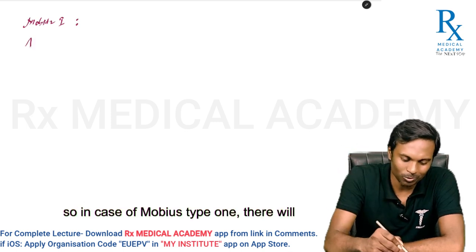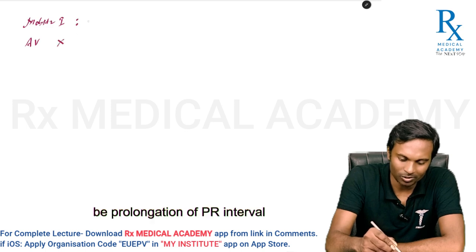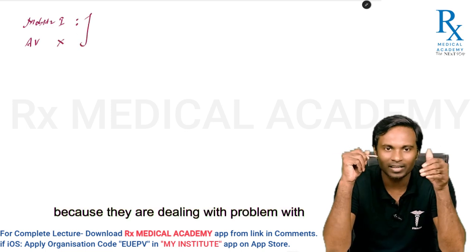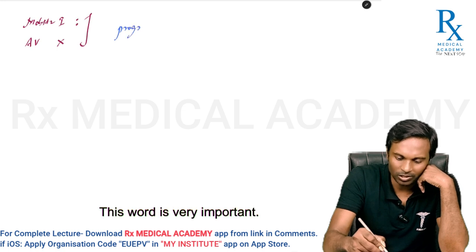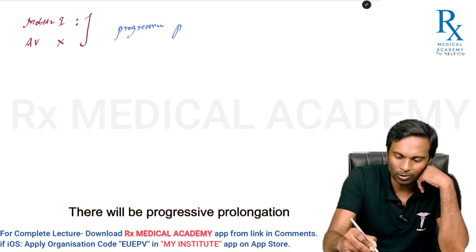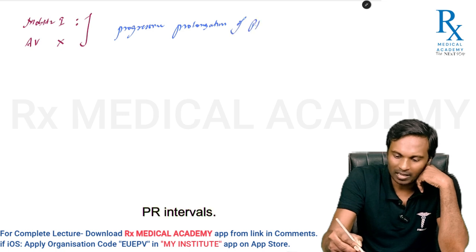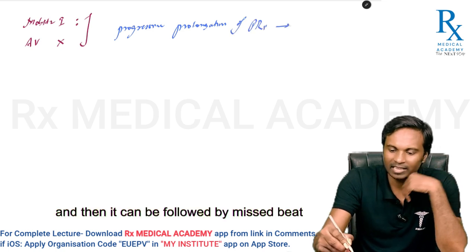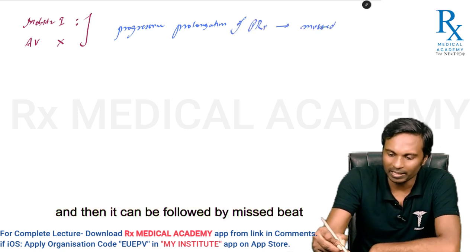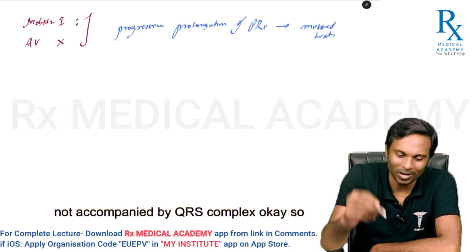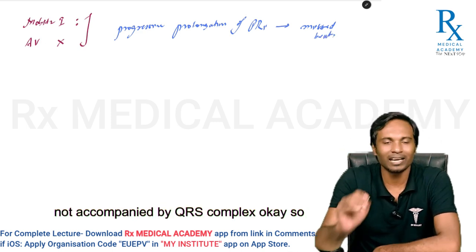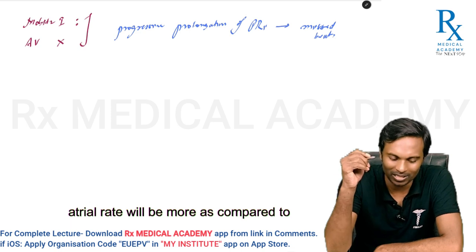Okay, so in case of Mobitz type 1, there will be prolongation of PR interval because we are dealing with problem with AV nodes. So there will be progressive, this word is very important, there will be progressive prolongation of PR intervals, and then it can be followed by missed beat. That is, there will be P wave, but it will be not accompanied by QRS complex. Okay, so atrial rate will be more as compared to ventricular rate.